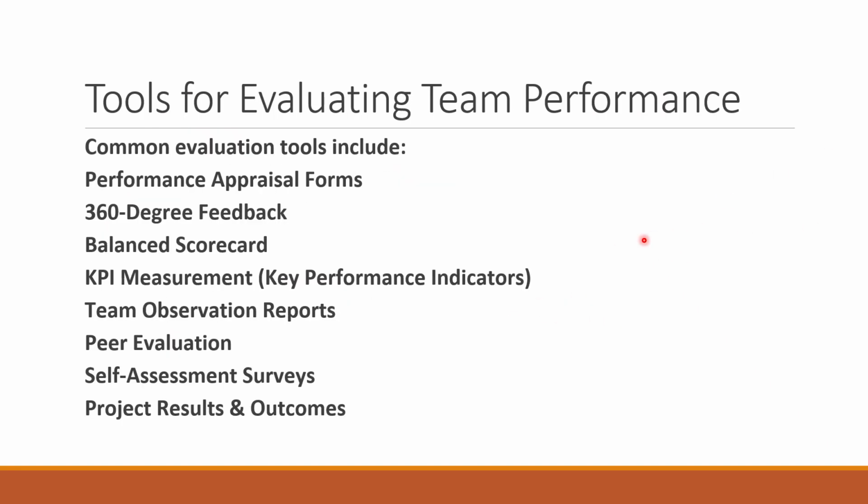Now let's look at the tools for evaluating team performance. To evaluate team performance effectively, organizations use different tools and methods. Some of the commonly used methods include performance appraisal forms. Here they are used to assess each member's contribution to the organization's goal achievement. Then there is 360-degree feedback. Here the feedback is taken from the peers, supervisors, subordinates, and even the customers. So all the stakeholders' feedback is taken, on the basis of which the evaluation is done.